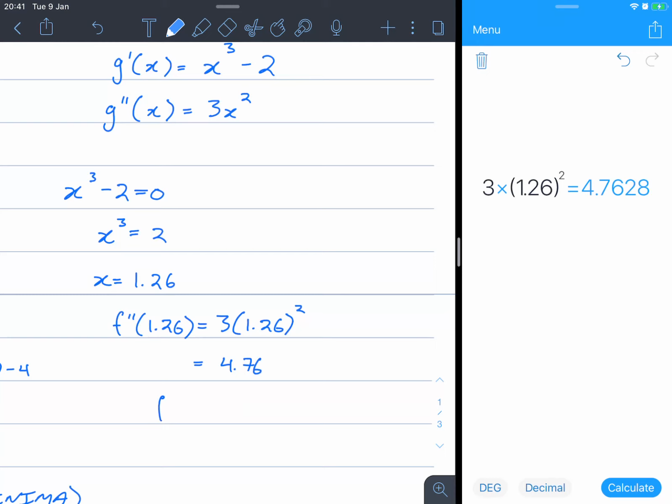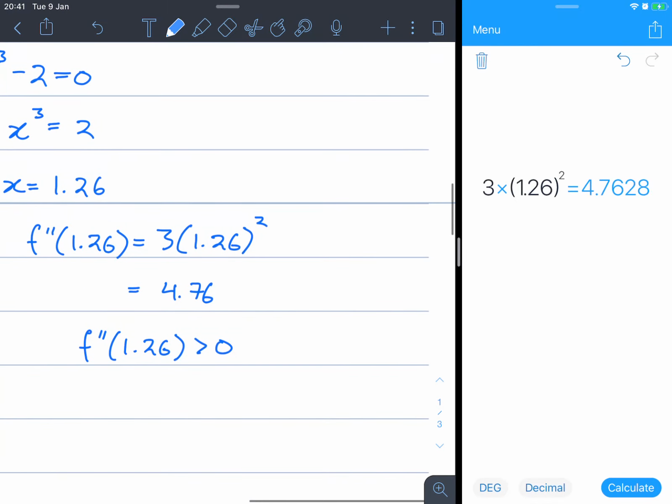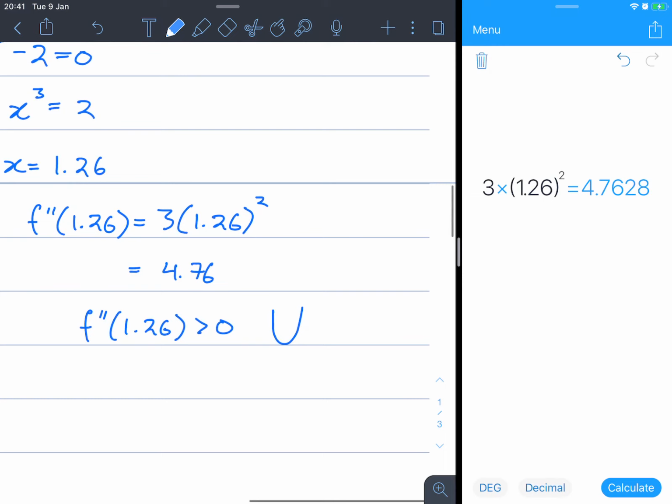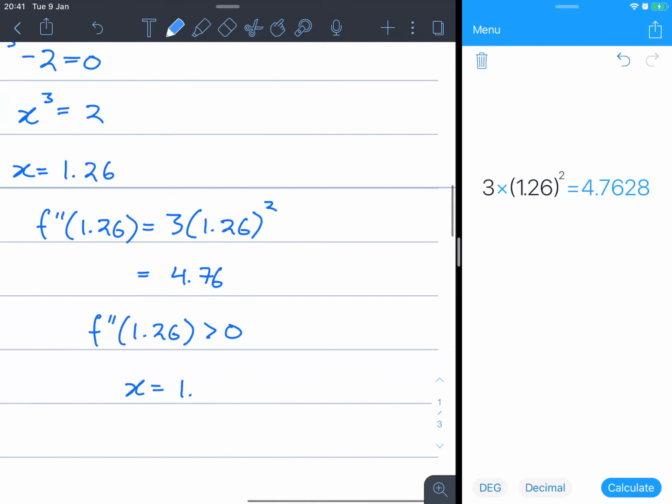So we can say f double prime of 1.26 is greater than 0. Greater than 0 means it's concave up. So this means that this here is a local minimum. So we can say x, sorry, not this point here, x equals 1.26 is a minimum.